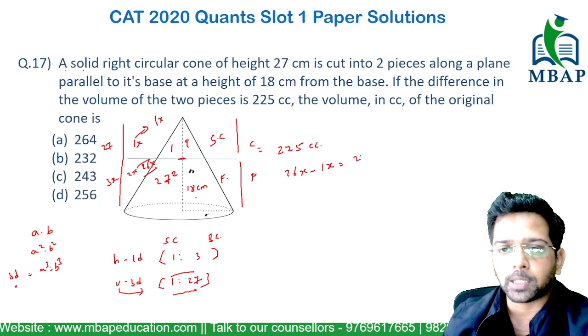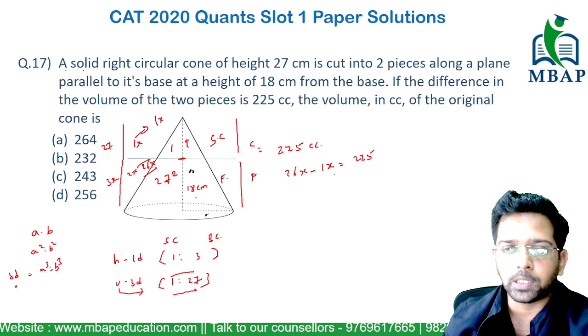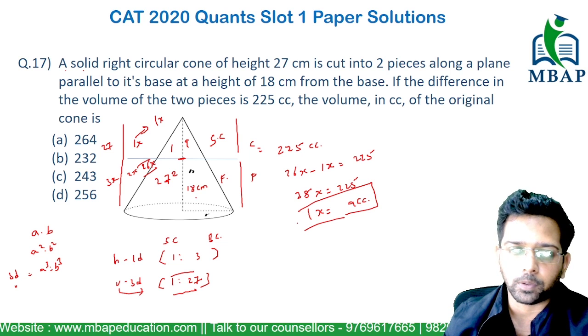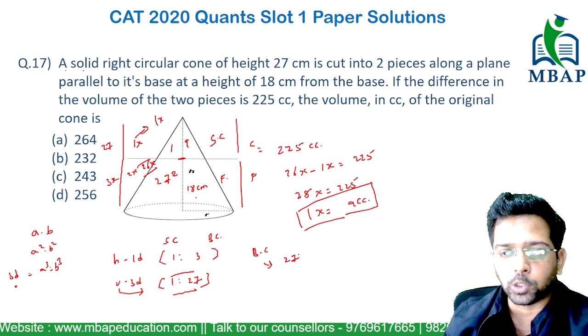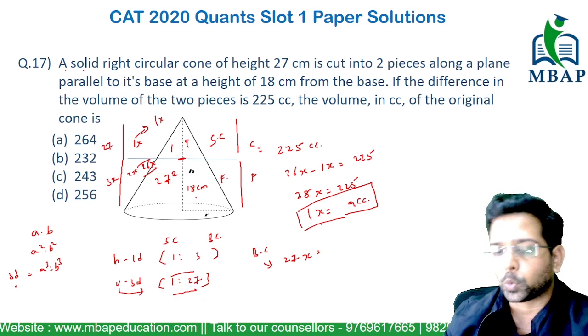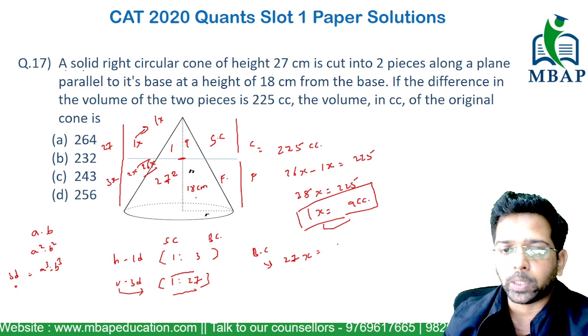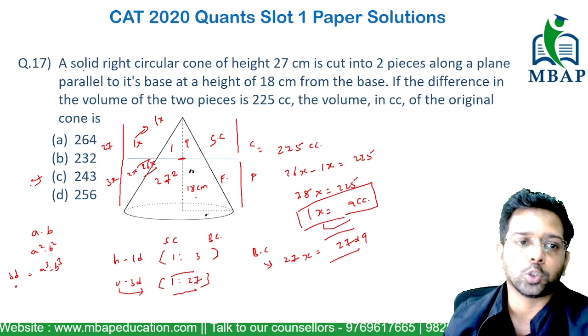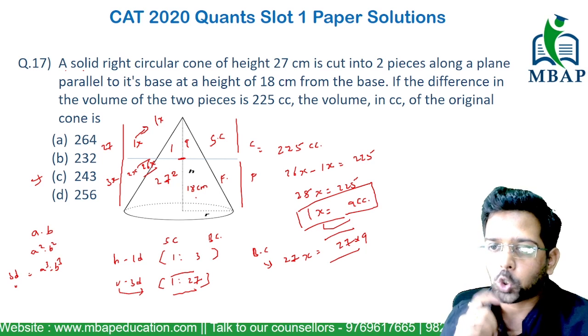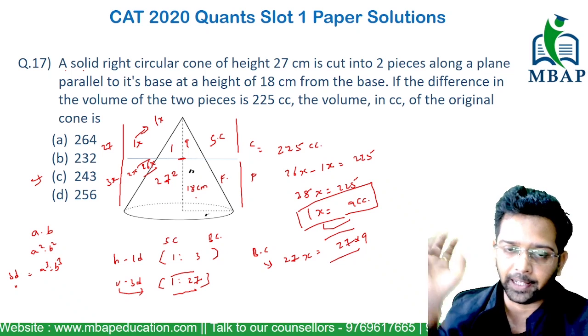The difference is 225 units, which means 26 minus 1, so 25x is 225. So 1x corresponds to 9 cc. Now the question asks for the volume of the original cone, which is my bigger cone. The volume of the bigger cone we assume to be 27x. If 1x is 9, then 27x becomes 27 times 9. The answer has to be option C, which is 243 cc.